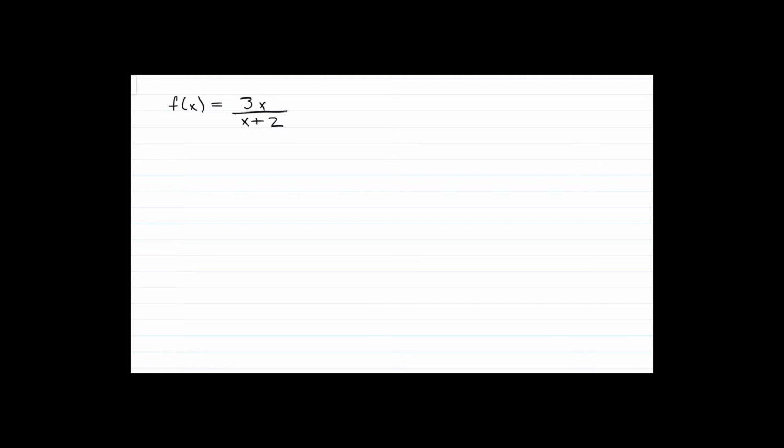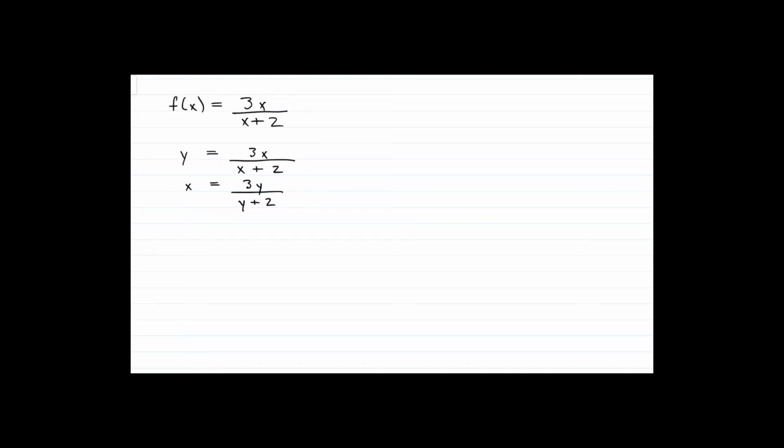Okay, step 1, change f of x to y. So I'm going to get y equals 3x over x plus 2. Then I'm going to switch my x and y, so I get x equals 3y over y plus 2. This is a spot where now it's kind of tricky. What are you going to do? What I would say is you got to get that y out of the denominator.